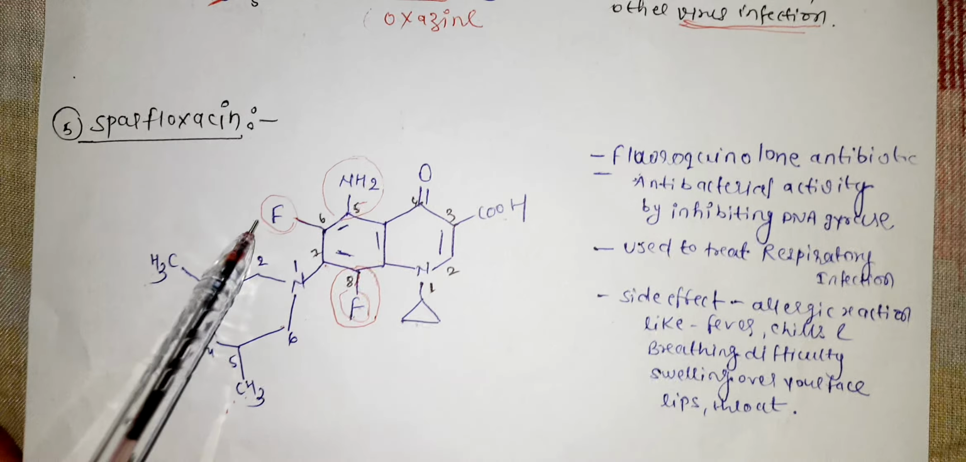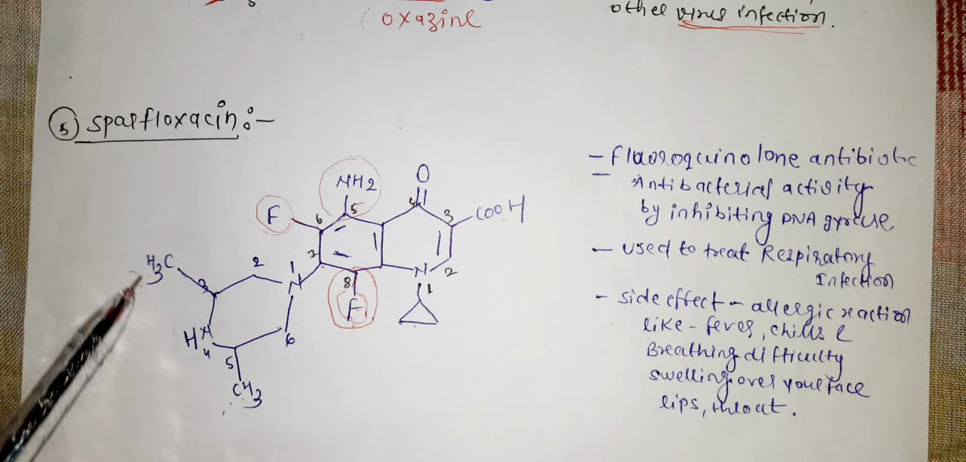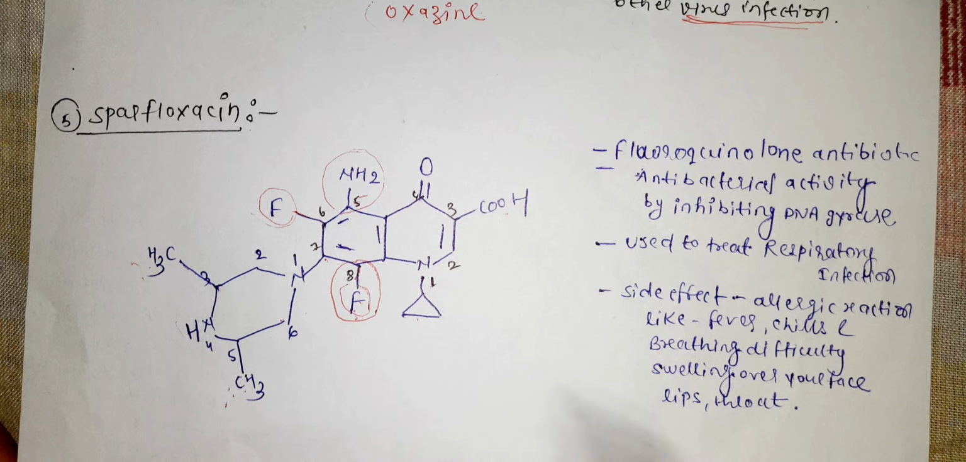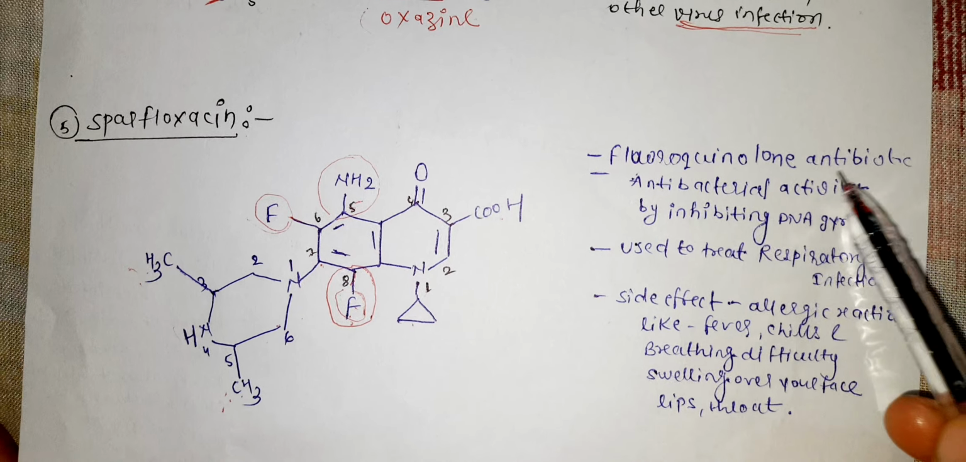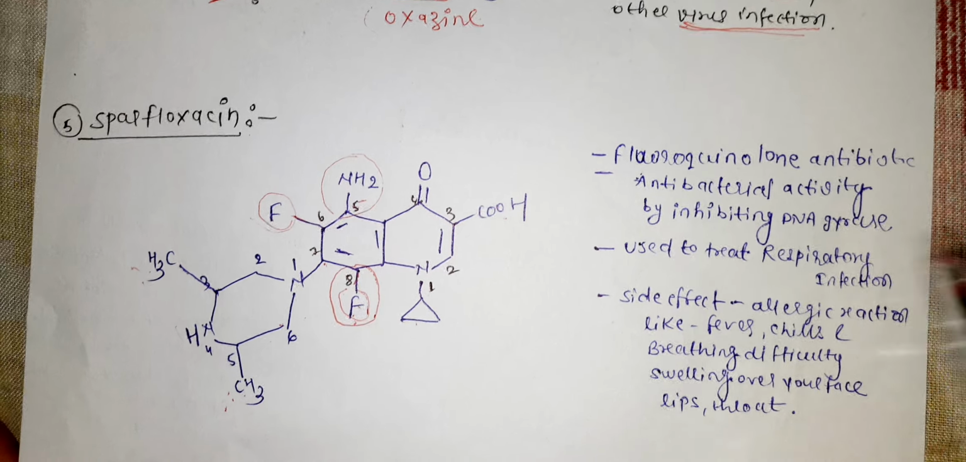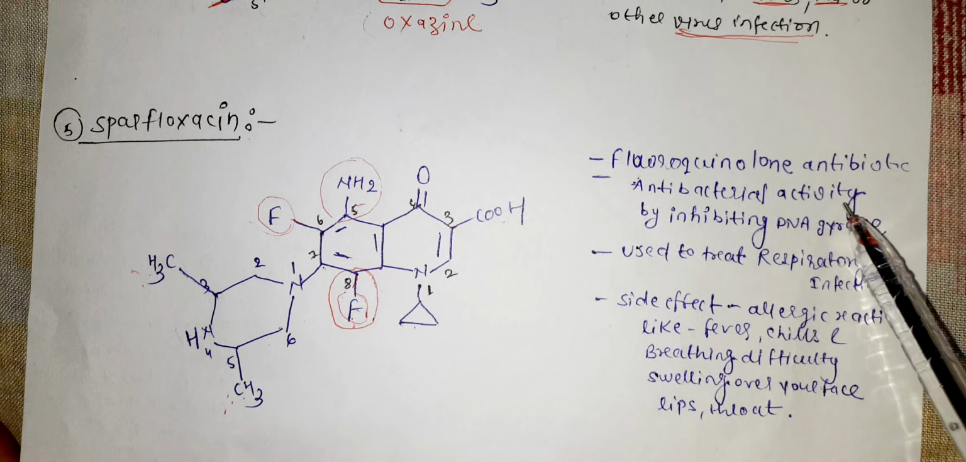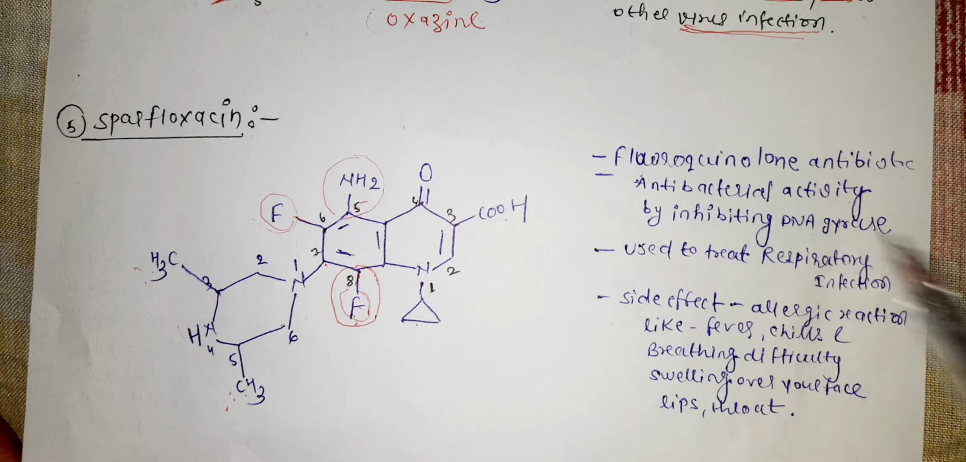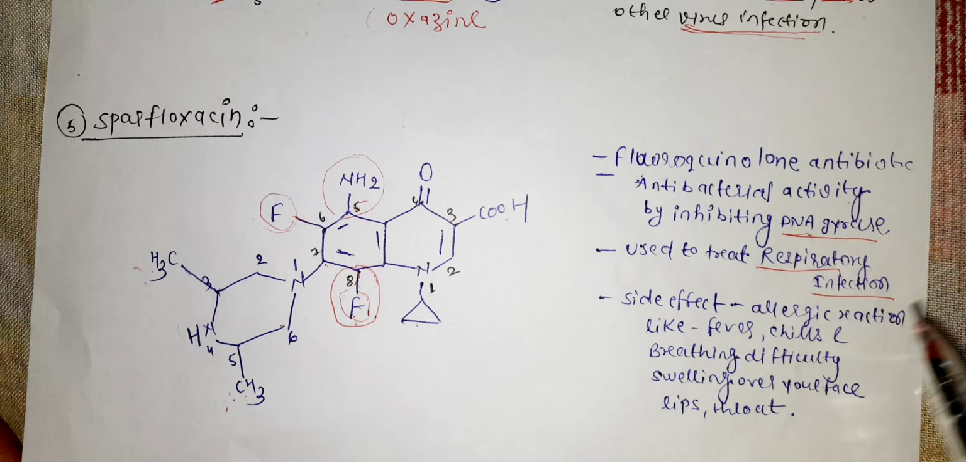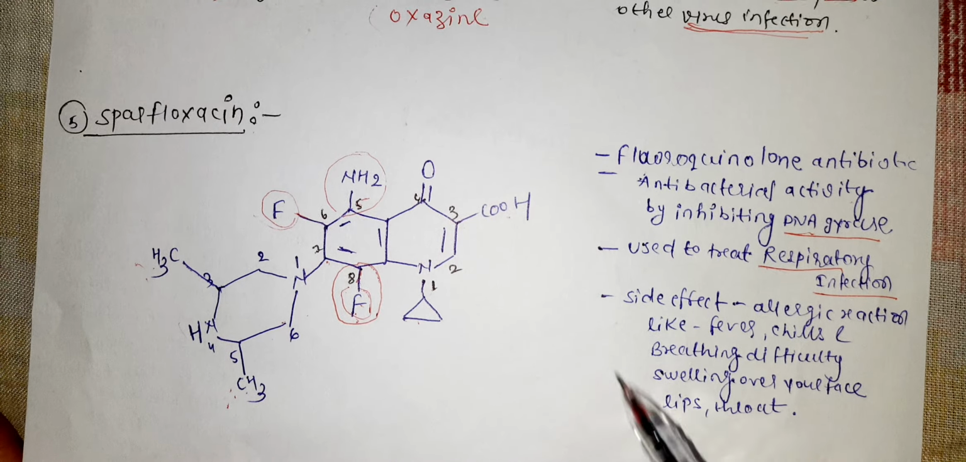So here are 2 fluorine groups and 2 methyl groups. This is the structure of sparfloxacin. Now, it is a fluoroquinolone antibiotic. It has antibacterial activity by inhibiting the DNA gyrase enzyme, is used to treat respiratory infection, and has several side effects.